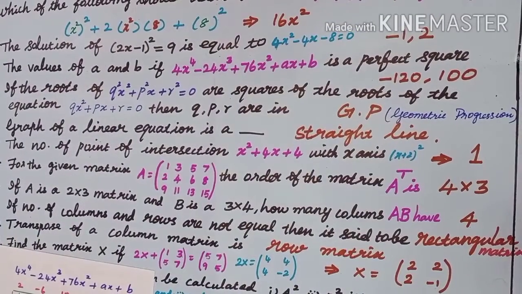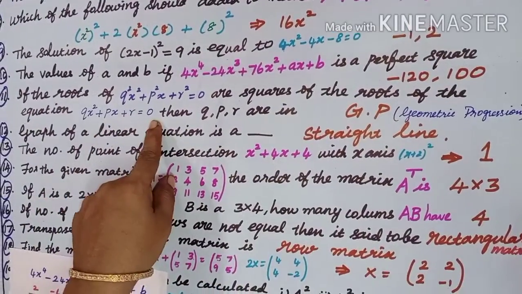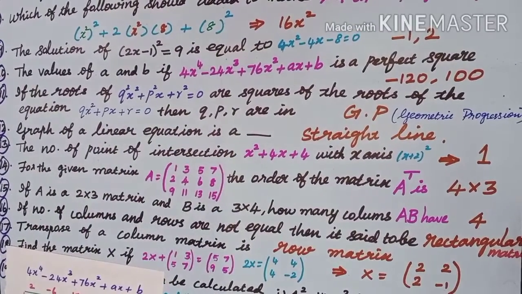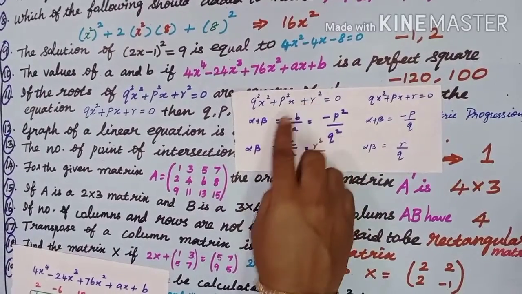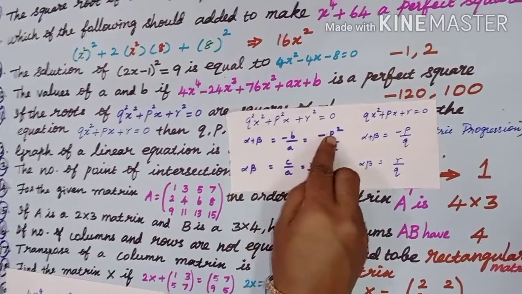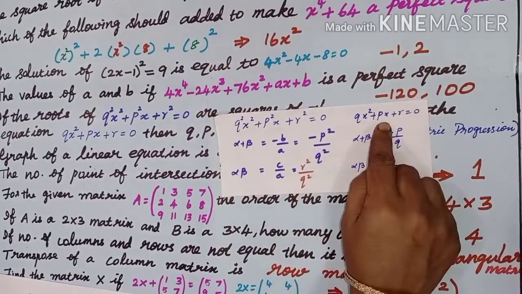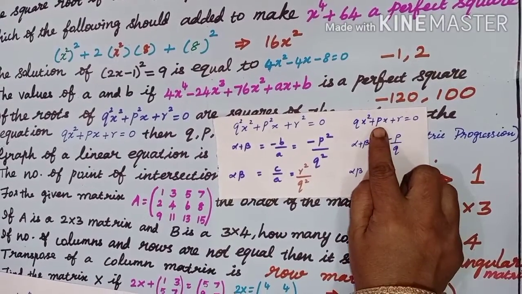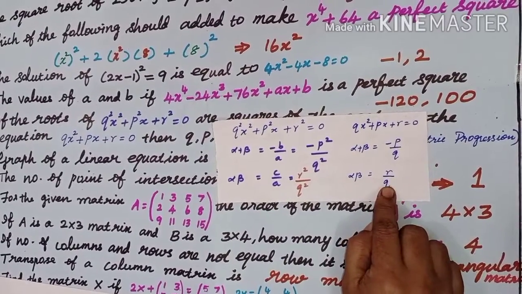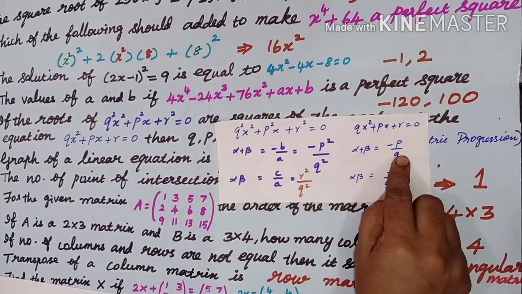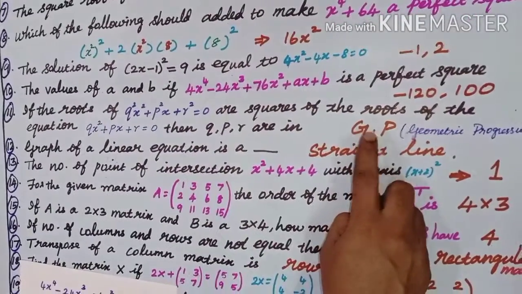So we move to the 11th question. If the roots of this equation are squared, then what are they? First the sum of the roots, we find out from the first quadratic equation: −b by a, so −p/q. The product of the roots is c by a, r/q. Here in the new quadratic equation, sum of the roots is −b by a, product of the roots is r²/q². So obviously we see this squared, you get this answer. So this is a geometric progression. So this is GP. That answer is GP.